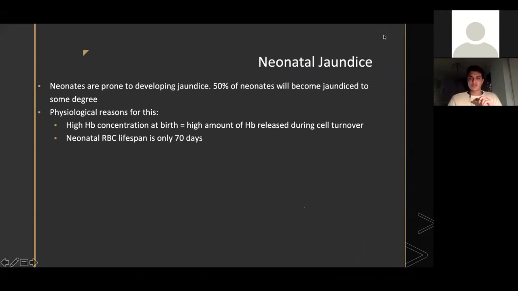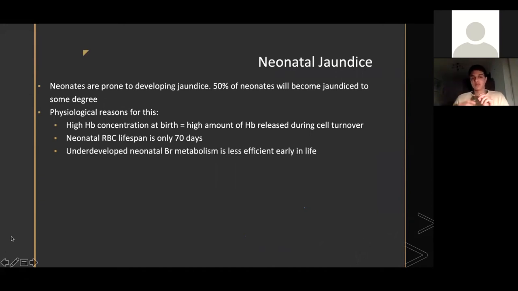So 70 days is pretty short. Yeah, 120, okay, you guys are straight in there. Very good, you all paid more attention than me in first year. So 120 days, exactly. So if you've got a shorter lifespan of a red blood cell, you're going to need a faster way to metabolize that hemoglobin and deal with the bilirubin.